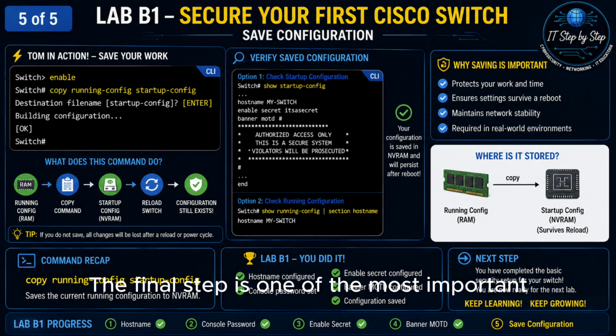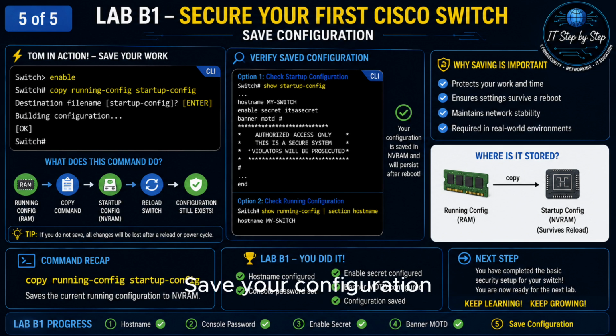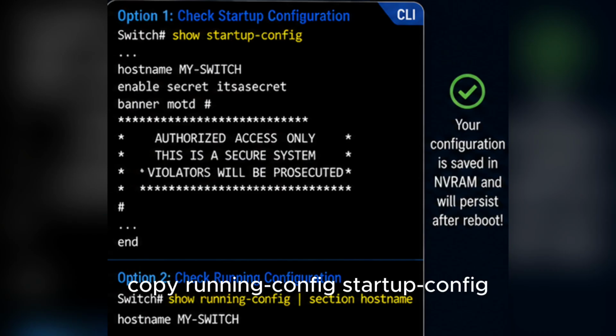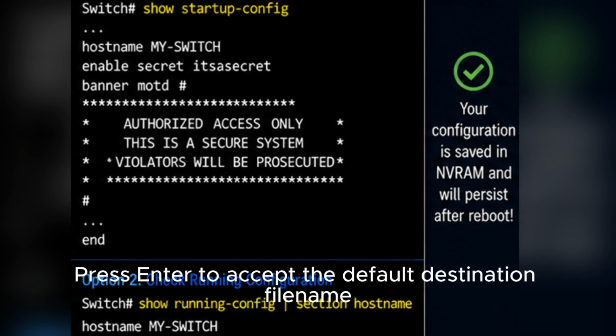The final step is one of the most important. Save your configuration. If you forget this command, every change you've made will disappear after the switch reloads. Copy running-config startup-config. Press Enter to accept the default destination file name.